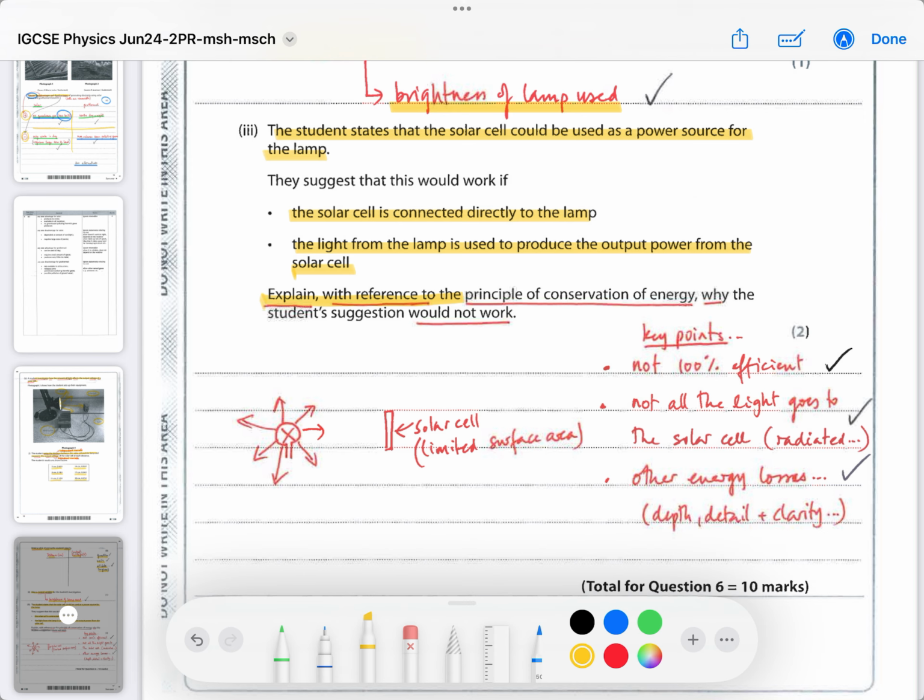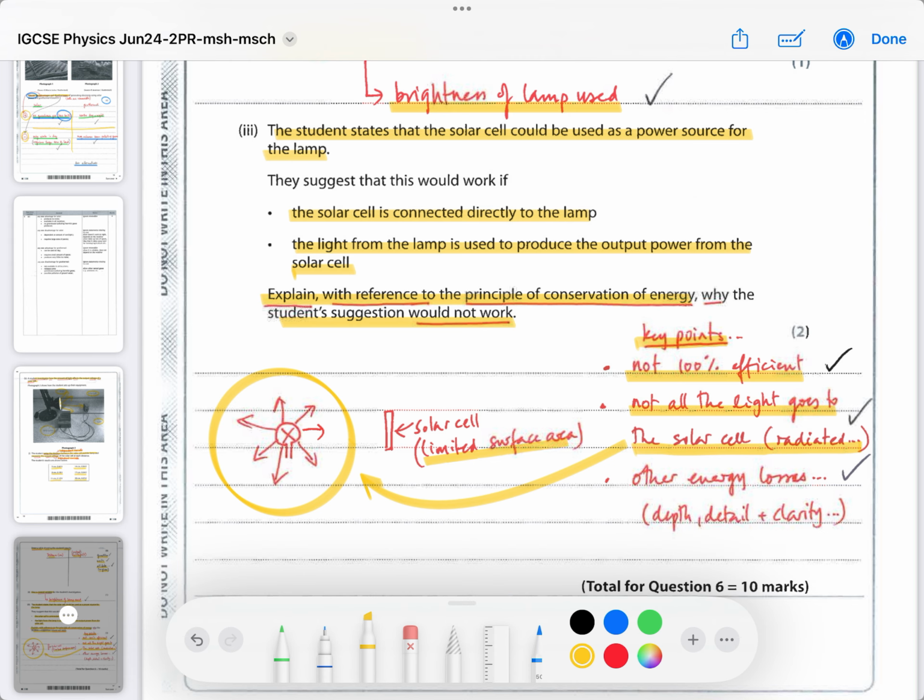But you've got to explain, with reference to the principle of conservation of energy, why the suggestion would not work. So the key point you need to add in your explanation is the energy transfer will not be 100% efficient. And then for a start, not all the light, even if you could light it with the solar cell, reaches the solar cell because it's radiated in 360 degrees. So not all of it reaches the limited surface area of the solar cell.